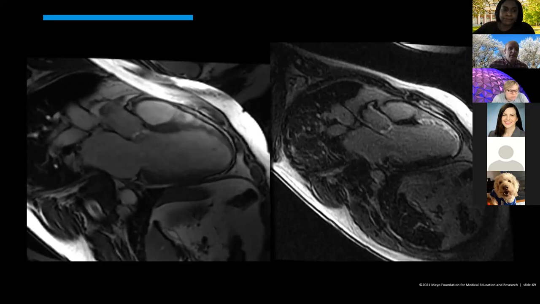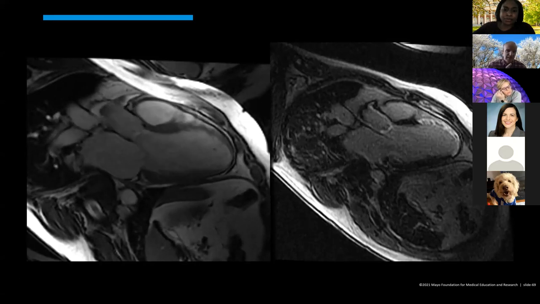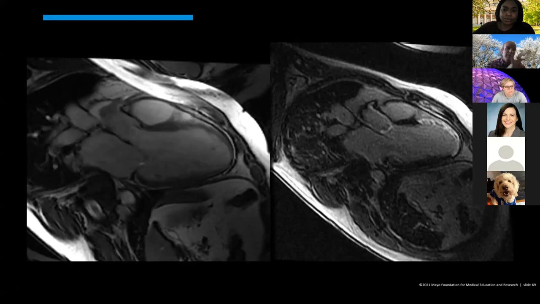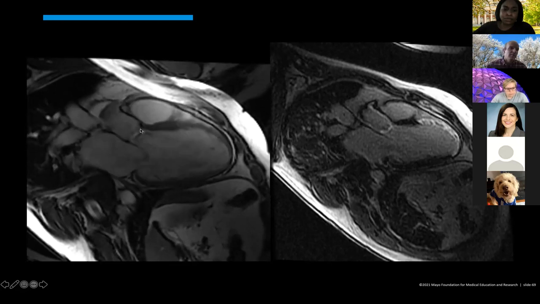And so that little bright jet that you see coming from the mitral valve leaflets during systole, when the mitral valve leaflets should be closed, that's mitral regurgitation. And it has brighter signal than the adjacent signal in the left atrium due to some dephasing of the spins. There's also a similar effect that gives you the brighter signal coming out of the aortic valve. There's a little bit of turbulent flow coming out of this aortic valve.